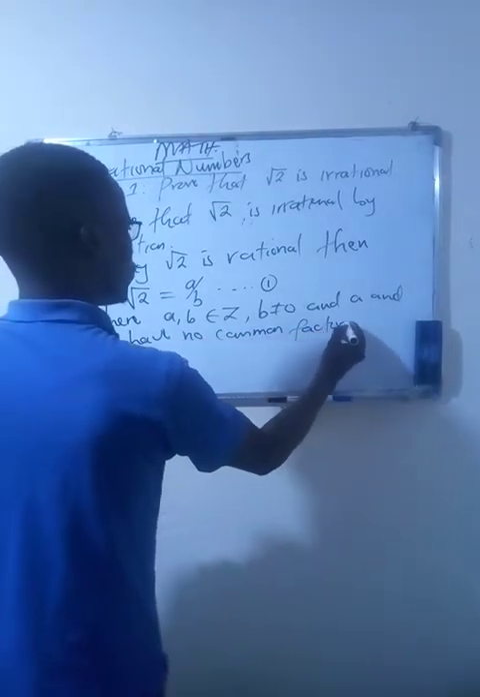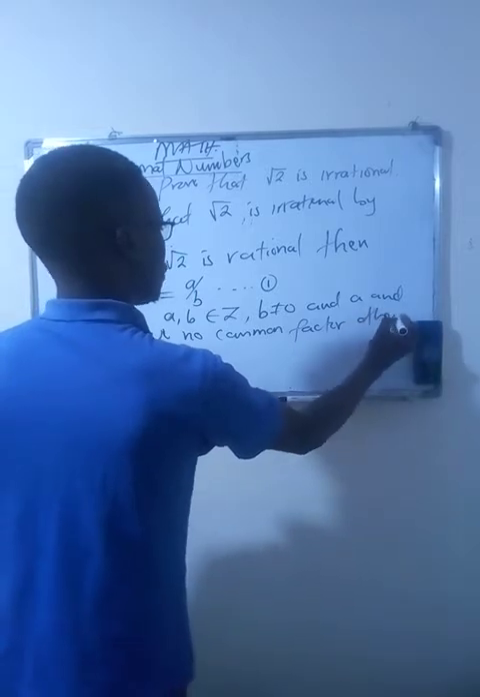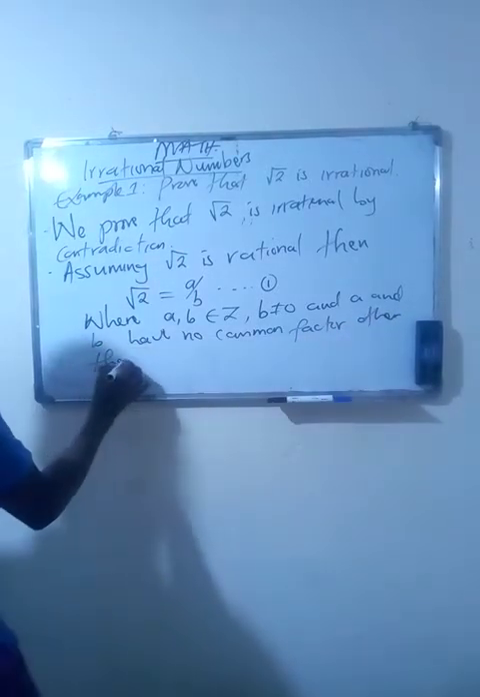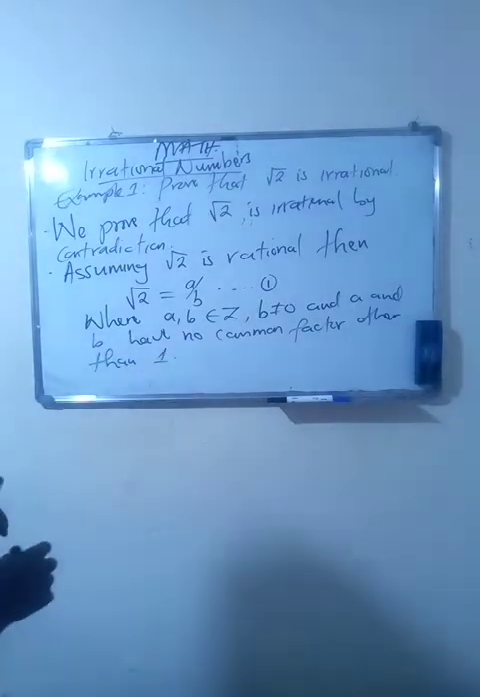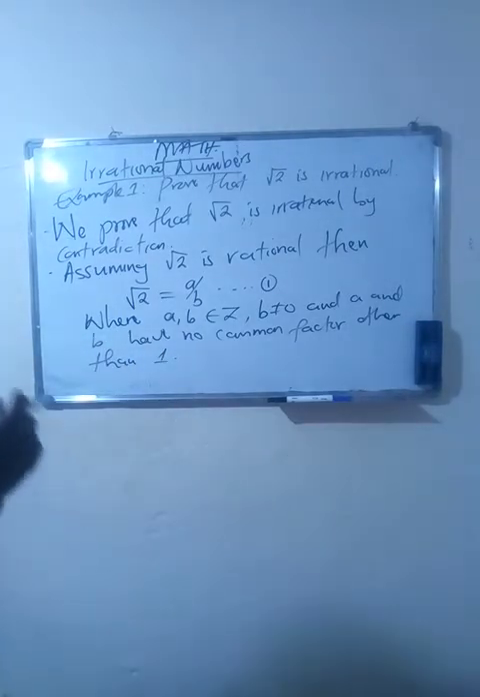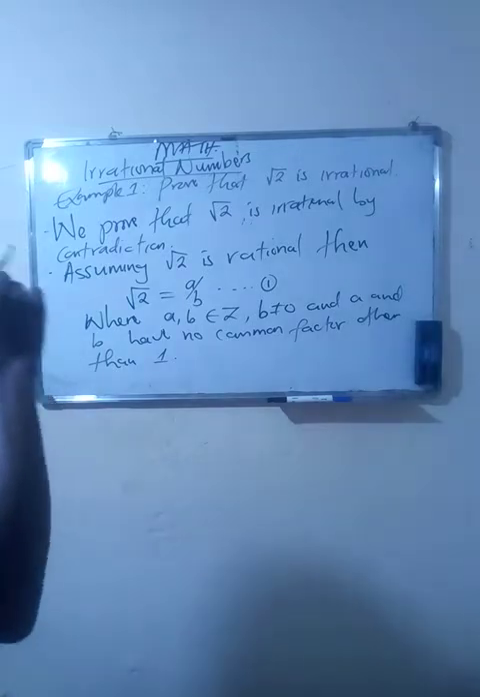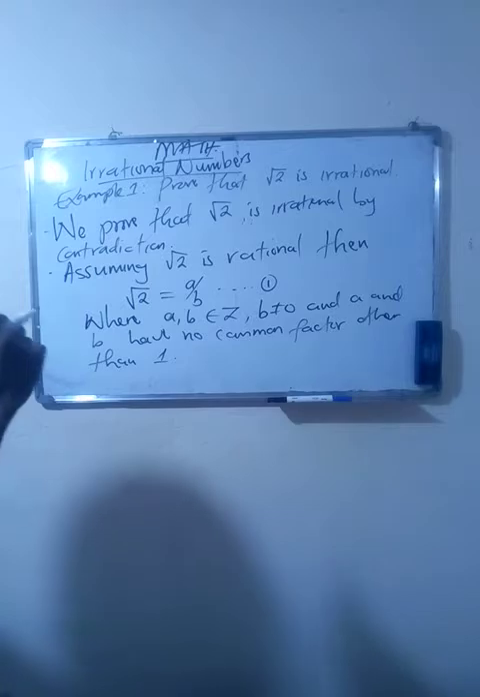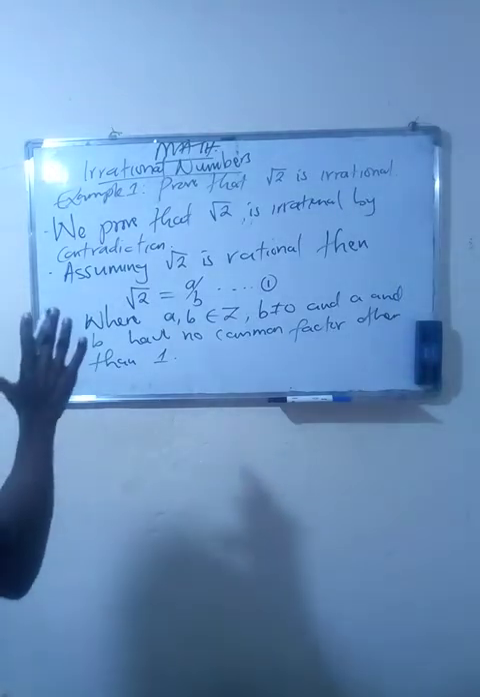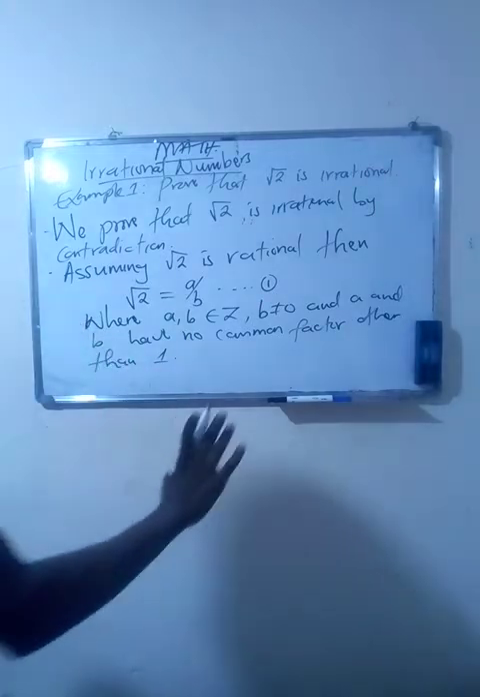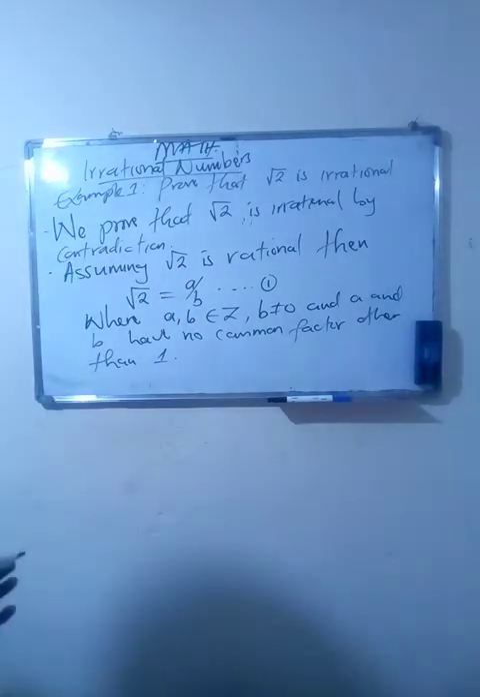other than what? 1. Then a and b are integers, b is not equal to 0, and a and b have no common factor other than 1. So that's the first thing that you do. That is your first step. You make that assumption.